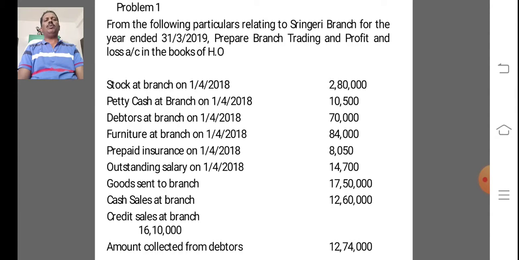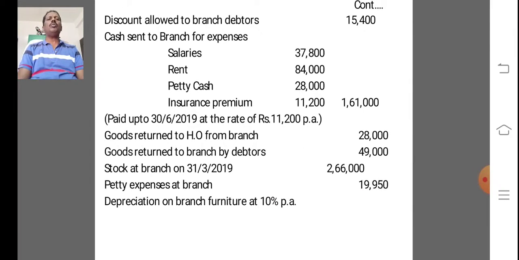Prepaid insurance on 1/4/2018 8,050 rupees. Outstanding salary on 1/4/2018 14,700. Goods sent to branch 17,50,000. Cash sales at branch 12,60,000. Credit sales at branch 16,10,000. Amount collected from debtors 12,74,000. Discount allowed to branch debtors 15,400.